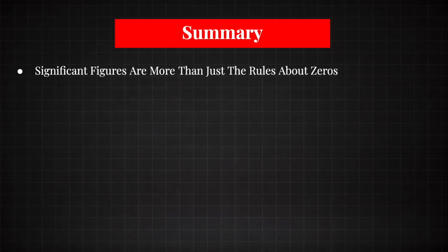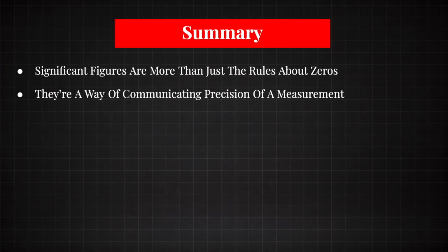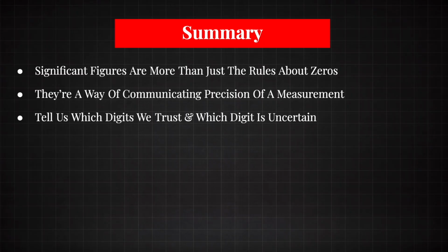So to summarize, significant figures are more than just rules about zeros. They're a way of communicating the precision of a measurement. They tell us which digits we trust and which digit is uncertain, and they ultimately help us represent measurements honestly.